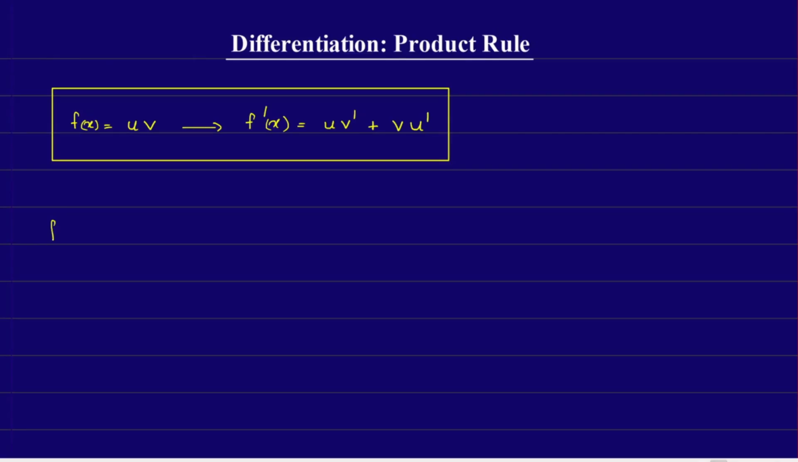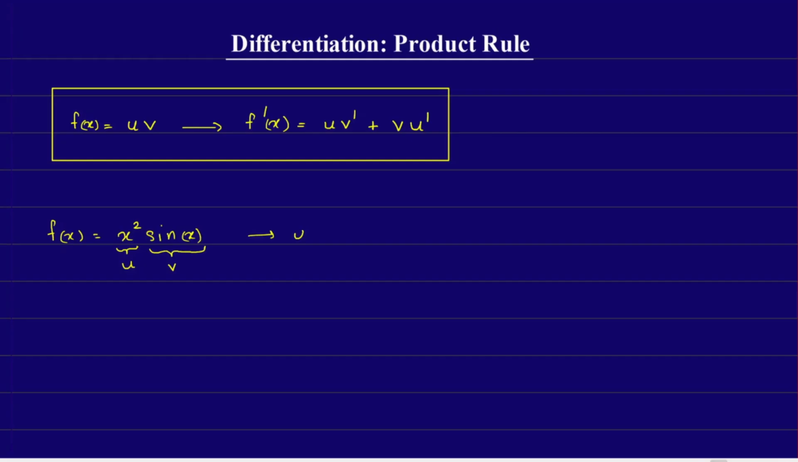Let us consider f(x) equals x squared sine x. As you can see, there are two distinct functions here. This function, which we are going to call u, and this function sine x, which we are going to call v. And then the next step is to compute the derivatives of these two individual functions.